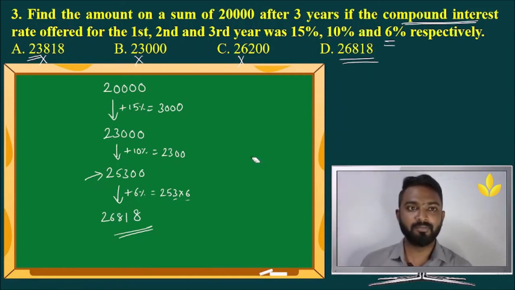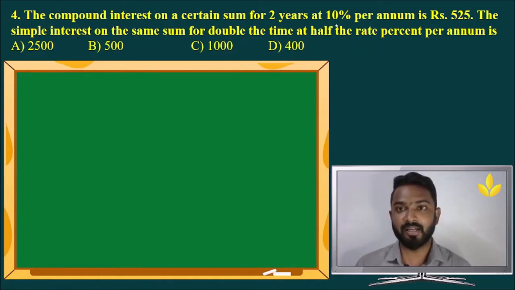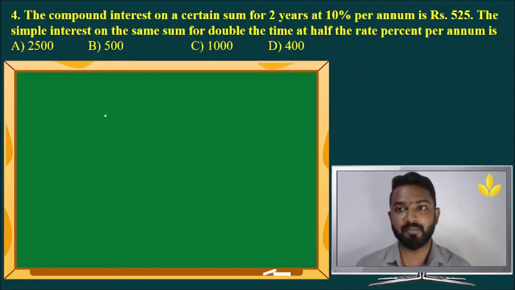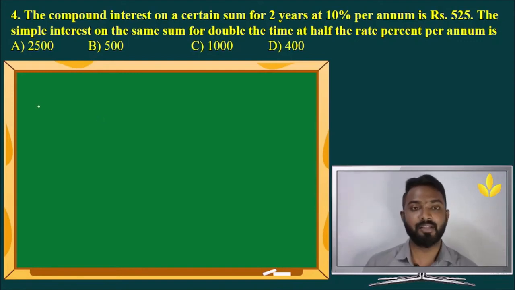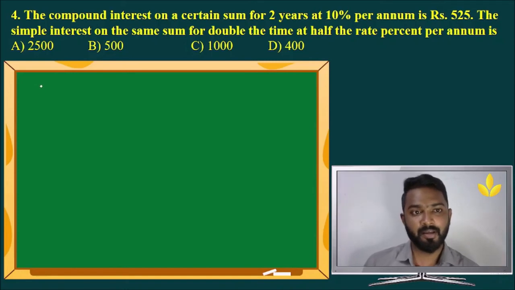Let's move on. Question number 4. The compound interest on a certain sum for 2 years at 10% per annum is 525. The simple interest on the same for double the time and half the rate per annum is what? Okay, let's do it. How to find the principal when compound interest is given? We let the principal be 100.